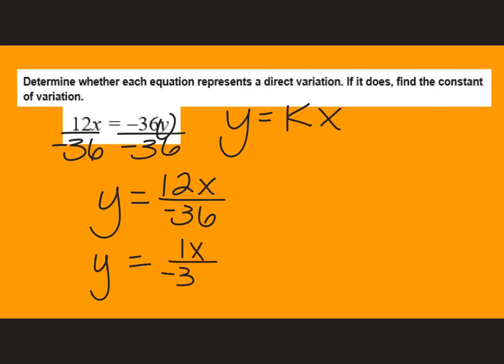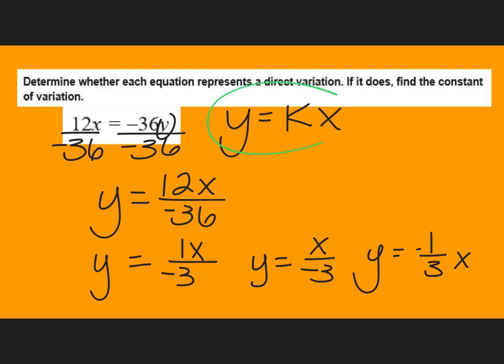Remember, this can also be written this way. This can be written a lot of different ways, actually. It could also be y equals x over -3, or it could be y equals -1/3 x. All of those are the exact same thing, just manipulating the way it looks. So I guess our question is now, does this look like this, or vice versa? The answer would be yes. So that means our k would be -1/3.